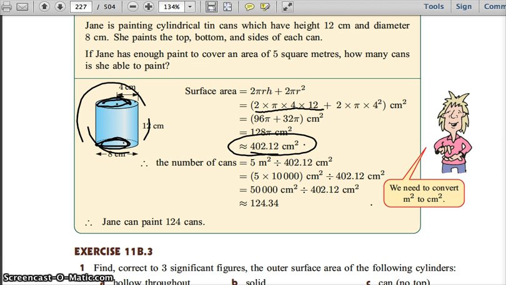How much paint would she need? Blue, you can go on with your learning now if you like. Green, how many square centimetres of paint would she need if she was going to do 2 cans? Harry?